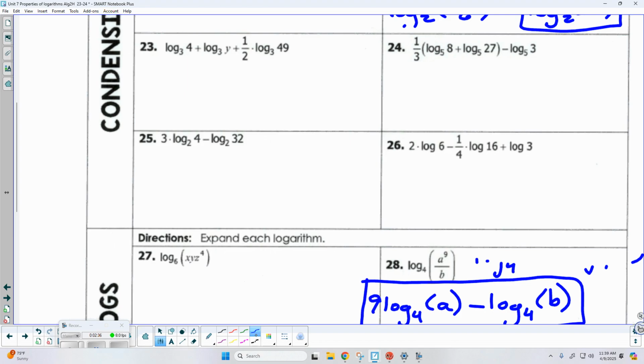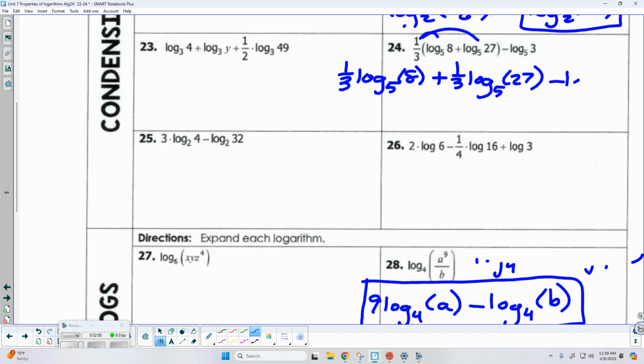Now I can go ahead and try to simplify the parentheses, or I can deal with the 1/3. I think it might not be a bad idea to just distribute the 1/3. So then I'm going to have 1/3 log base 5 of 8 plus 1/3 log base 5 of 27, and then minus log base 5 of 3. And it's super important: if I'm going to multiply anything against the log, it's times the log itself. It's not times what's in the argument. So that's why I don't have 1/3 times 8. I got 1/3 times the log.